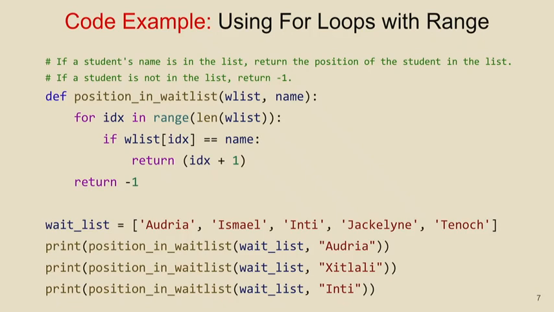Is this function doing precisely what we want? Let's read it. Okay. If a student's name is in the list, return the position of the student in the list. So wherever they are, right? If a student is not in the list, then we return negative 1. Cool. Great. Is this function doing precisely that? Yes or no? I'll give you all a second to just read it through.